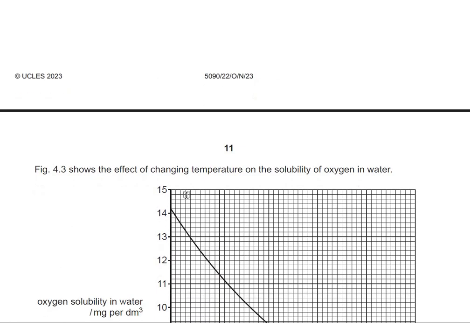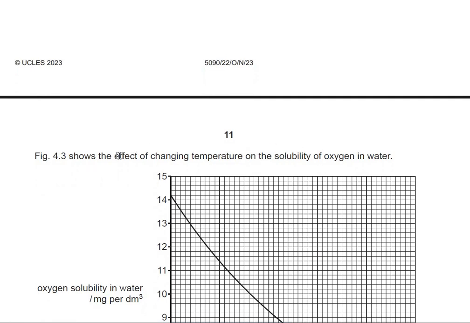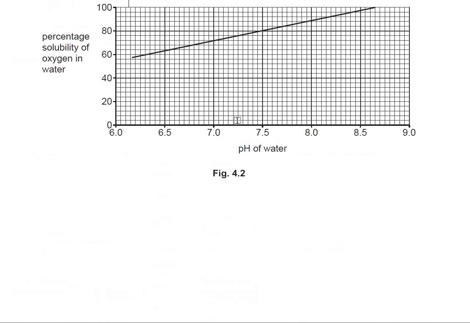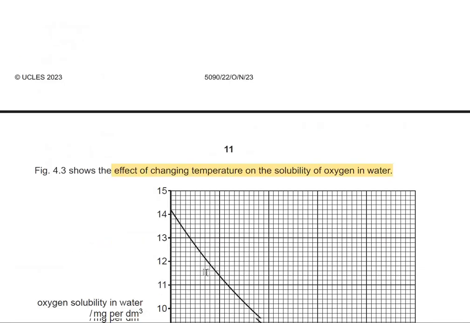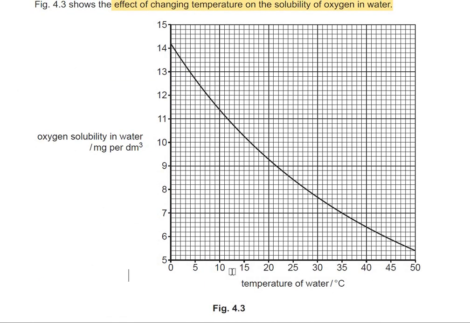Figure 4.3 shows the effect of changing temperature on the solubility of oxygen in water. So one graph is telling the effect of changing pH, and another graph is telling the effect of changing temperature. As the temperature increases, the solubility of oxygen in water is decreasing.